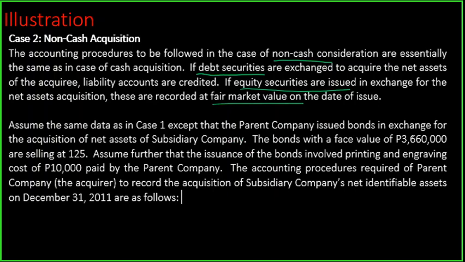Now, let's say that the face value of the bonds is 3,660,000 and they are selling at 125. What does this mean? They are selling at 25% above the face value. Let's assume further that the issuance of bonds involved printing and engraving cost of 10,000 pesos, which was paid by the parent. We discussed this earlier. This is part of your bond issue cost. The accounting procedures required of parent company will be as follows.